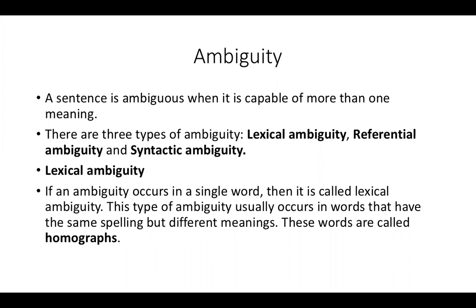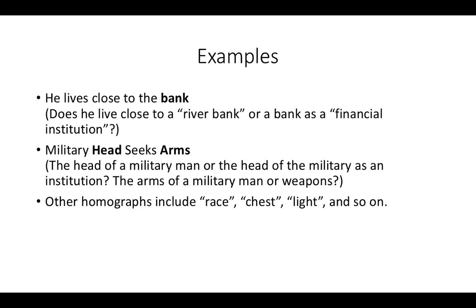Lexical ambiguity. If an ambiguity occurs in a single word, then it is called lexical ambiguity. This type of ambiguity usually occurs in words that have the same spelling but different meanings. Such words are called homographs. So when a single word has more than one meaning, it's a homograph. Example: "he lives close to the bank." Now, bank is a homograph, a word that has more than one meaning.